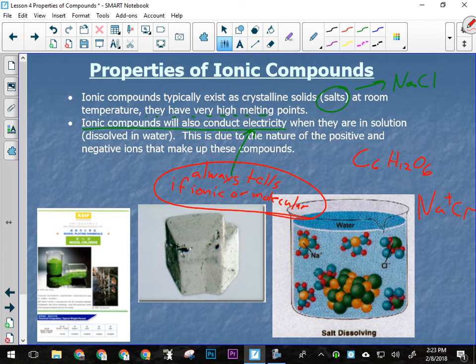Okay, so ionic compounds, crystalline solids. Okay, so if you're making a quick summary of this slide, ionic compounds are typically crystalline solids, high melting points, solutions conduct electricity. Okay, those are kind of the three big points for those.